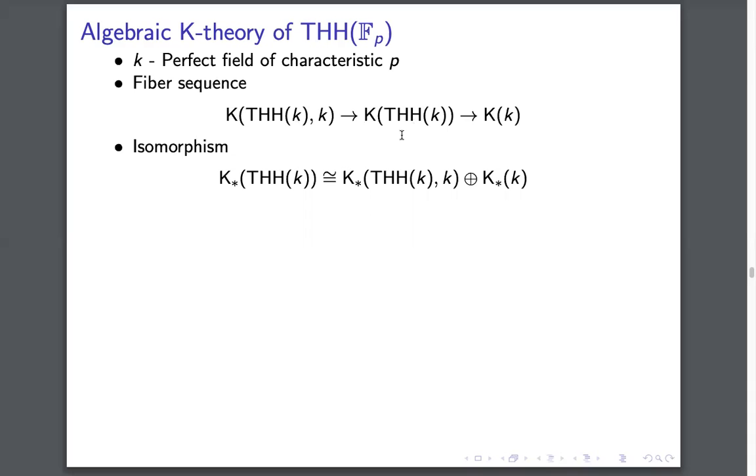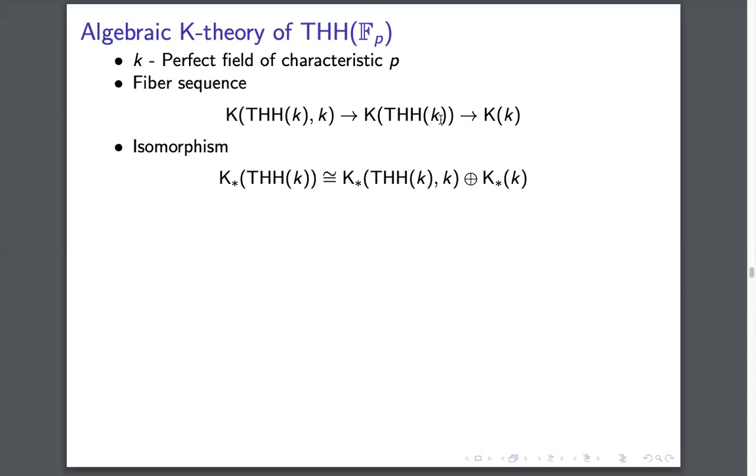And so this map is given to be the map from THH(K) to K, which kills all the homotopy groups of THH(K). This is the map I was telling you about. This is the map that kills all the homotopy groups of THH of K above degree 0, right? And then the relative K-theory is defined to be the fiber of this map.